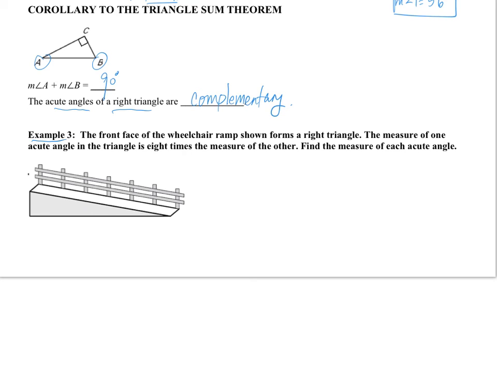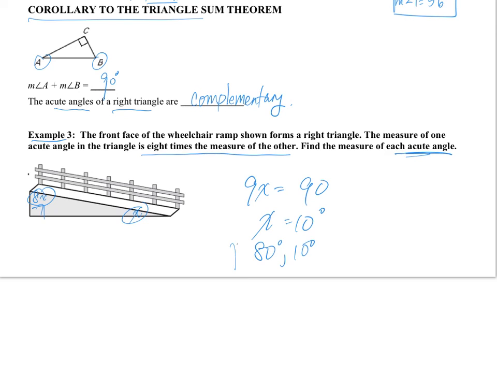Okay, one more example. The front face of a wheelchair ramp shown forms a right triangle. The measure of one acute angle in the triangle is 8 times the measure of the other. So this must be x and this must be 8x. Find the measure of each acute angle. So I could take 8x and x and add them together to get 9x. And by using the corollary to the triangle sum theorem, I could set it equal to 90 degrees. And x is equal to 10 degrees, and the other one would be just 80 degrees. So 80 degrees and 10 degrees. And we will continue the lesson in class.